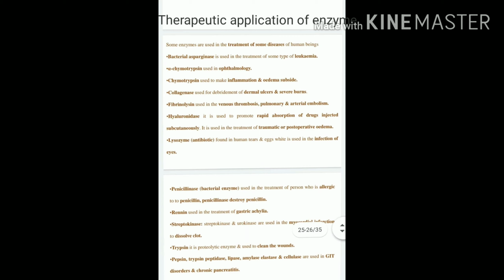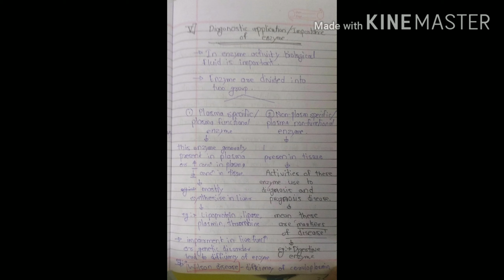The ninth group of enzymes like pepsin, trypsin, peptidase, lipase, amylase, esterase and cellulase are used in the treatment of GIT disorder and chronic pancreatitis. Now we are studying the diagnostic application of enzyme. For enzyme activity, the biological fluid is important. The enzymes are divided into two groups: plasma specific or plasma functional enzyme, and second, non-plasma specific or plasma non-functional enzyme. Now the first part is plasma specific enzyme.